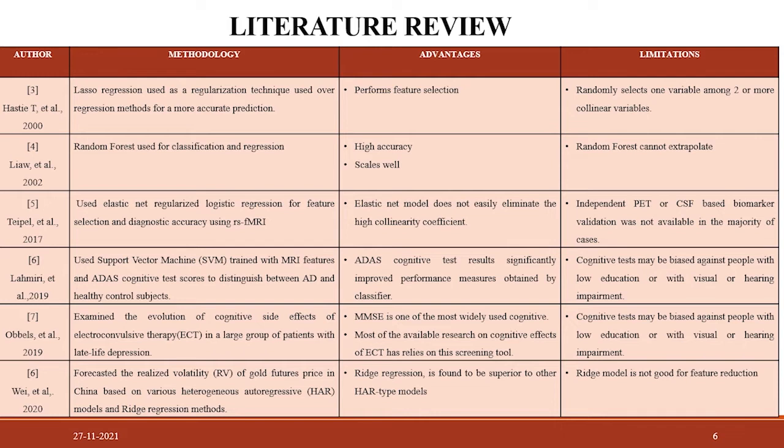The fourth paper made use of the support vector machine, trained with MRI features and the ADAS cognitive score to distinguish between AD and healthy control subjects. The advantage of this paper is that the ADAS cognitive score significantly improved the performance obtained by the classifier. And the limitation of this paper is that the cognitive test result may be biased against people with low education or with visually or hearing impairments.